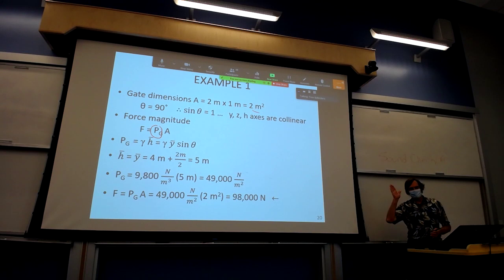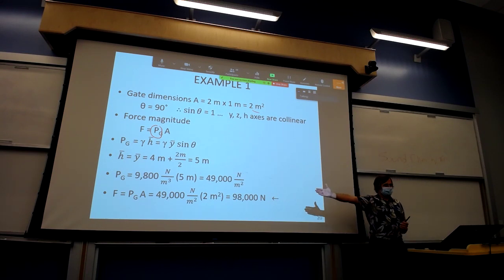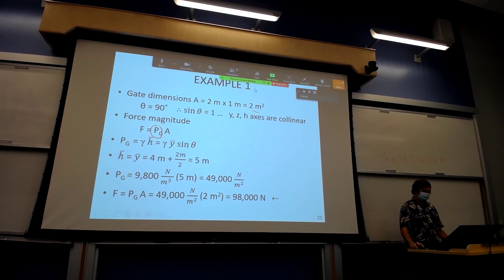and it's acting on a horizontal plane because the gate is vertical, the pressure distribution on the gate is everywhere normal to the gate, and so the force acts in the same direction as this pressure distribution, normal to the gate, normal to the surface. Questions?